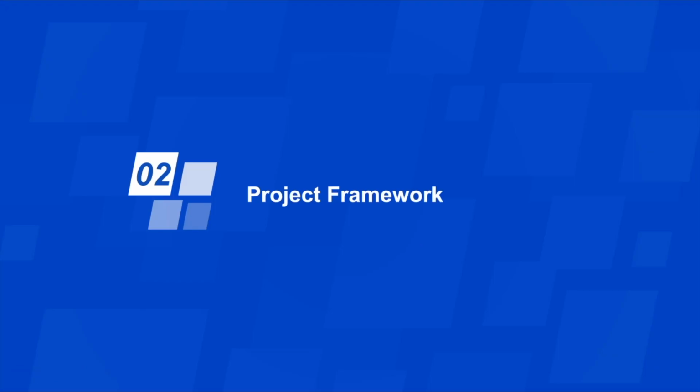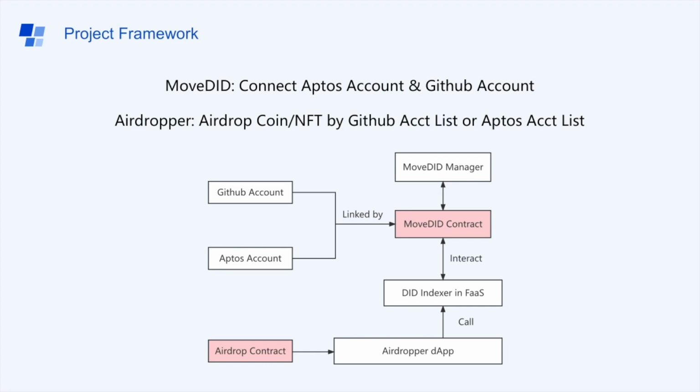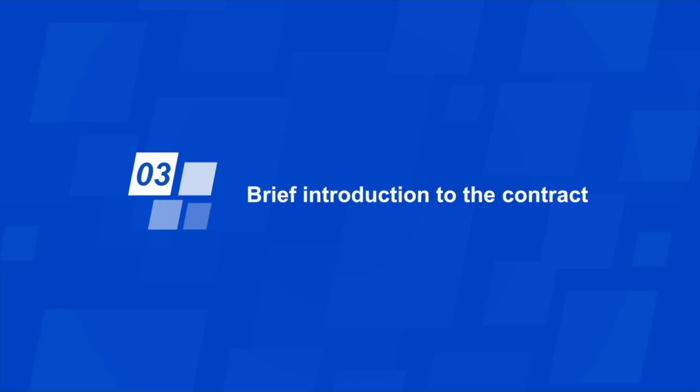The next part is the project framework. We are using MoveDID to connect Aptos accounts with GitHub accounts, and using Airdropper to airdrop coin and NFT by GitHub account list or Aptos account list. There is also an indexer, which is a backend program.